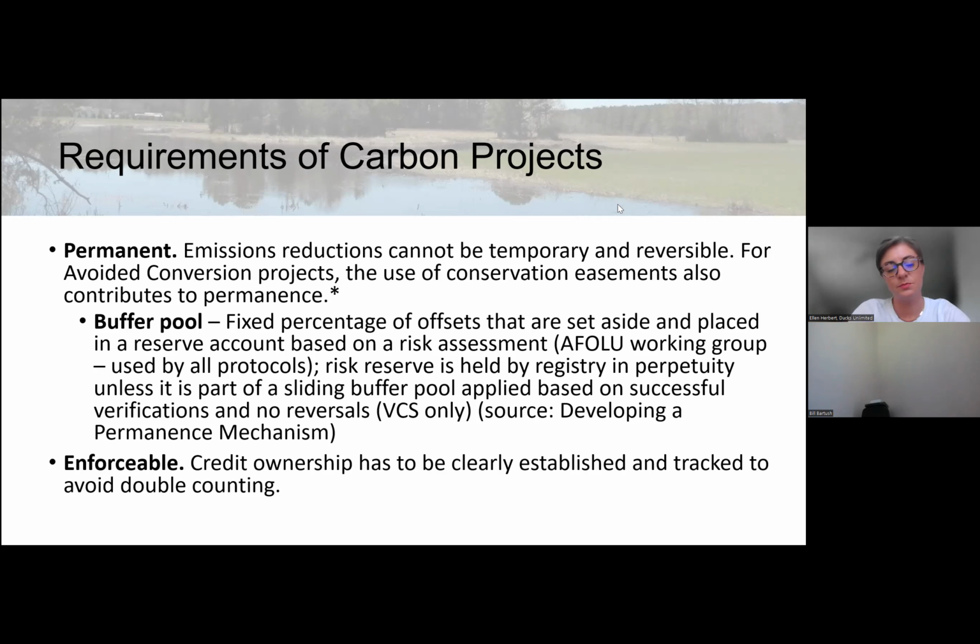And then finally, these carbon credits have to be enforceable. Credit ownership has to be clearly established and you have to avoid double counting. Basically what that means is you have to have some sort of legal description of ownership, and carbon rights have to be established through contracts and clearly conveyed between entities. And avoiding double counting essentially means you can't sell credits from the same activity on the same parcel of land to two different people. You can only sell them one time. They can only be accounted for one time.